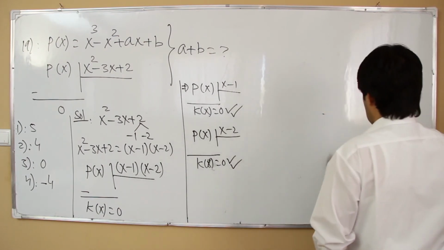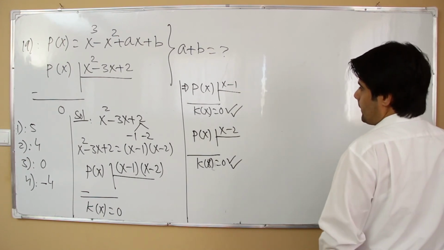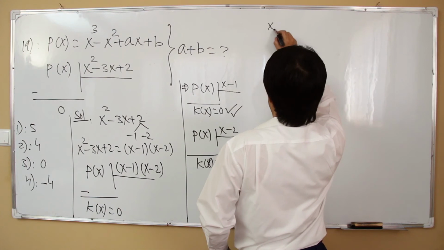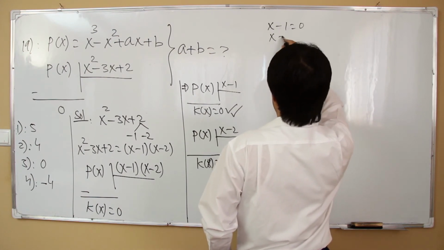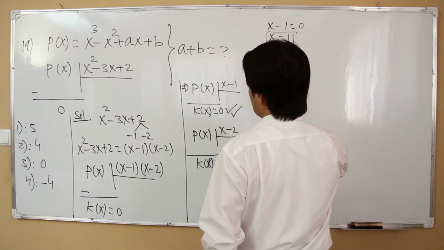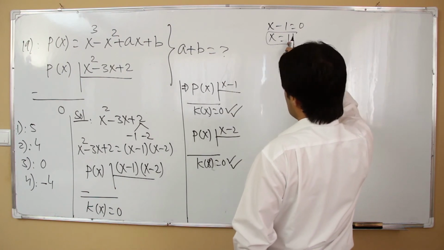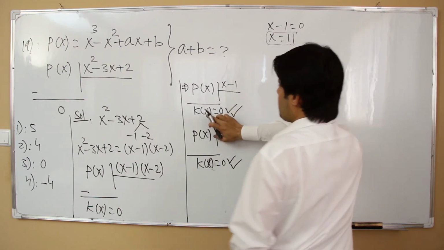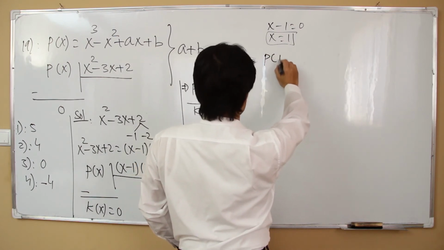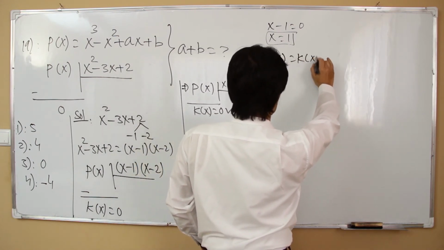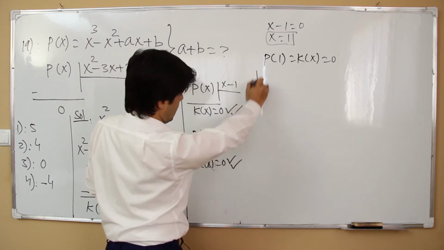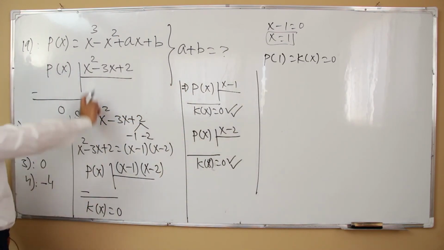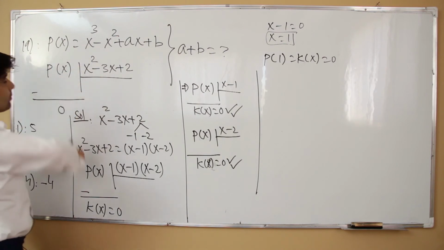From this idea, we can say that if I use this formula, x minus 1 is 0, so x is 1. Putting x equal to 1, it means it's the remainder. So P of 1 is equal to the remainder, and this is 0. Now, in here, instead of x, we have to put 1.